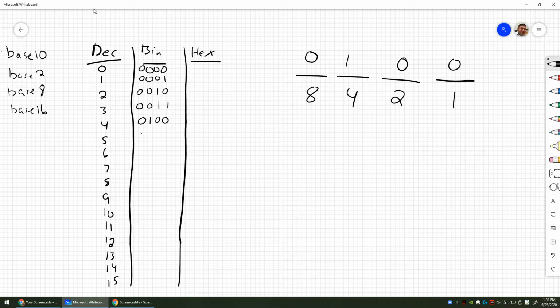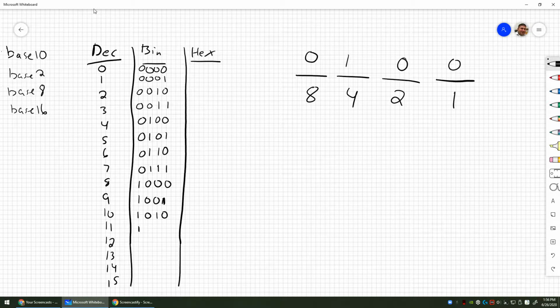Okay. A 5, a 4, and a 1. A 6, a 4, and a 2. 7, a 4, a 2, and a 1. An 8 is just 1 8. A 9 is an 8 with a 1 on it. A 10 is an 8 and a 2. And I've done this quite a bit. That's why I'm going a little fast.